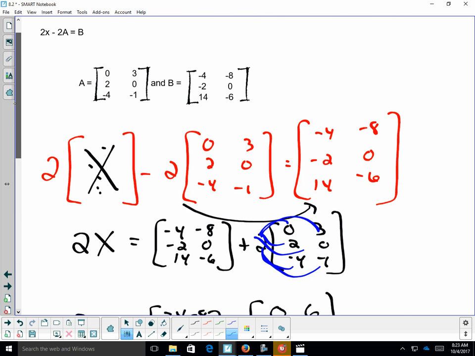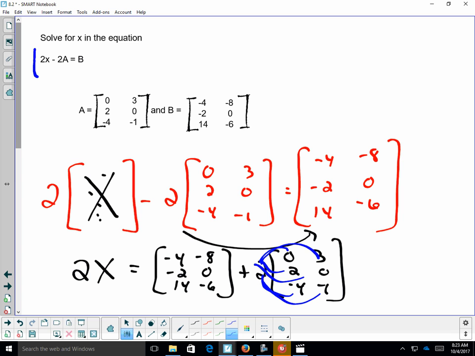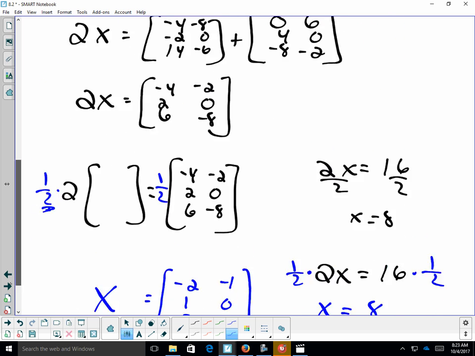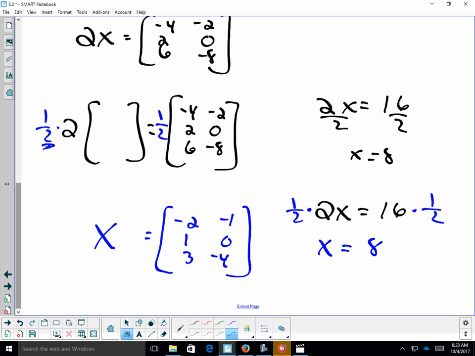Some people prefer that when they're up here, at the very beginning, they like to solve that first. So what they do is they say, well, I'm solving for x, 2x is equal to b plus 2a. And then I'm going to divide everything by 2, because here I could divide by 2. So I'm going to have x is equal to 1/2 times matrix b plus a. And if you do that, you're going to get the exact same answer that we just got. Either way is fine. It's a personal preference. Just show me what you're doing.